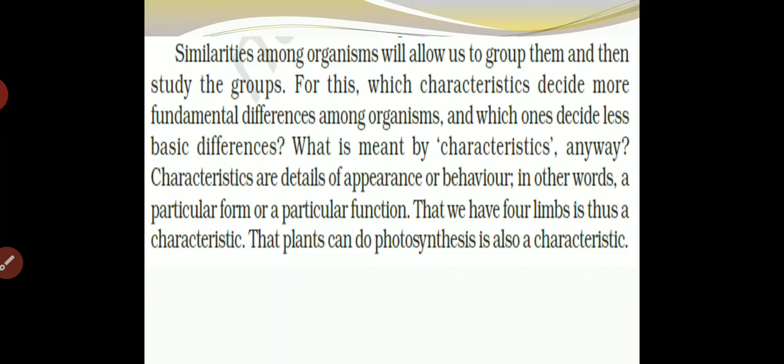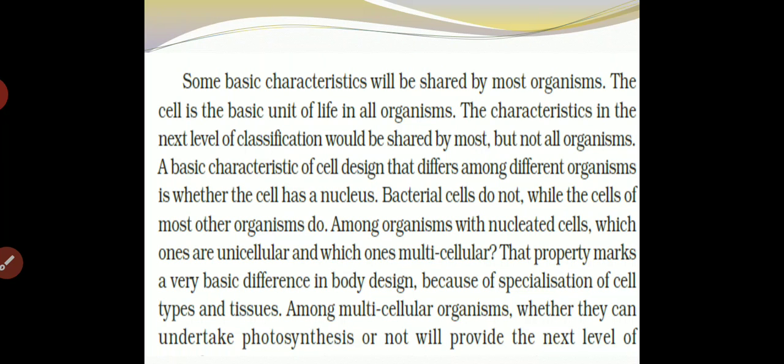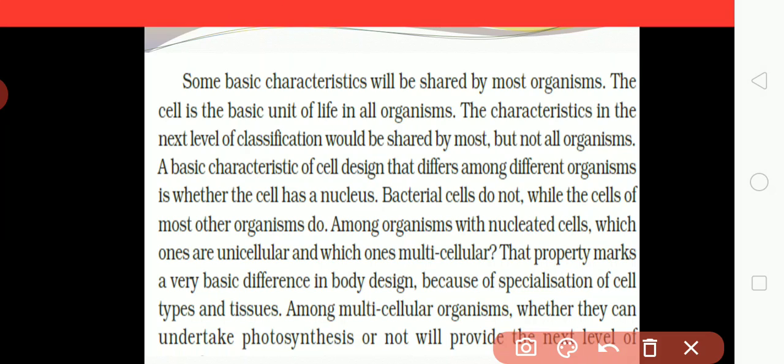So all the organisms have their own characteristics, and depending on that we can distinguish them as one of the species. All the species are differentiated by their own characteristics. With the help of their characteristics, different species or organisms are classified. Some basic characteristics will be shared by most organisms.